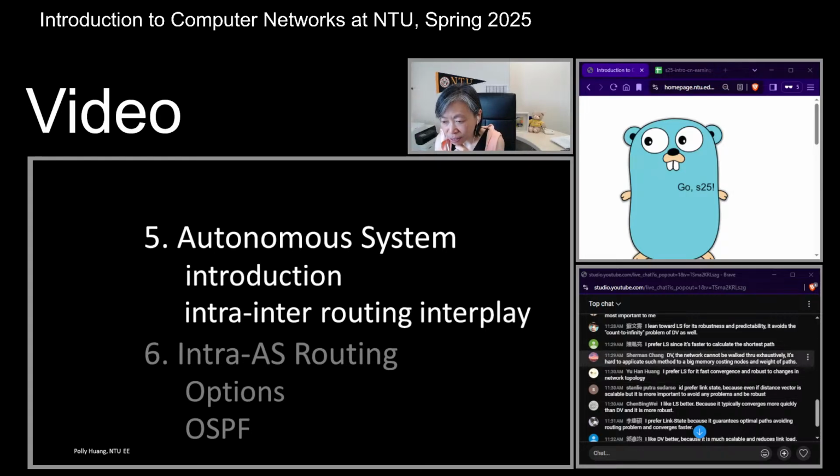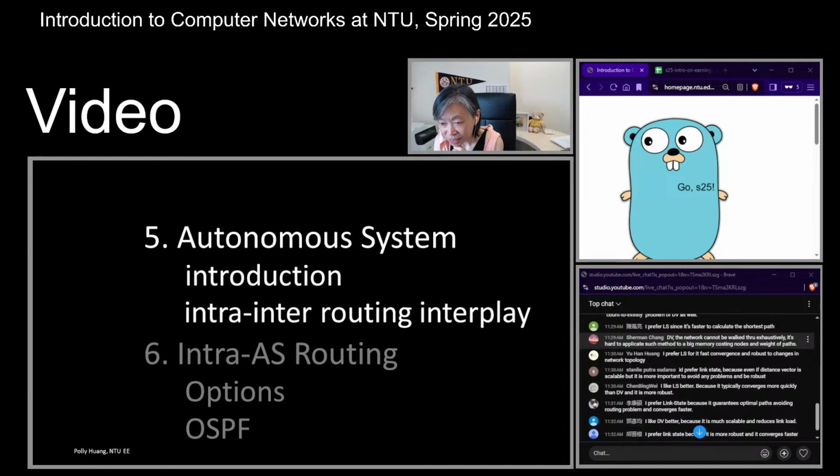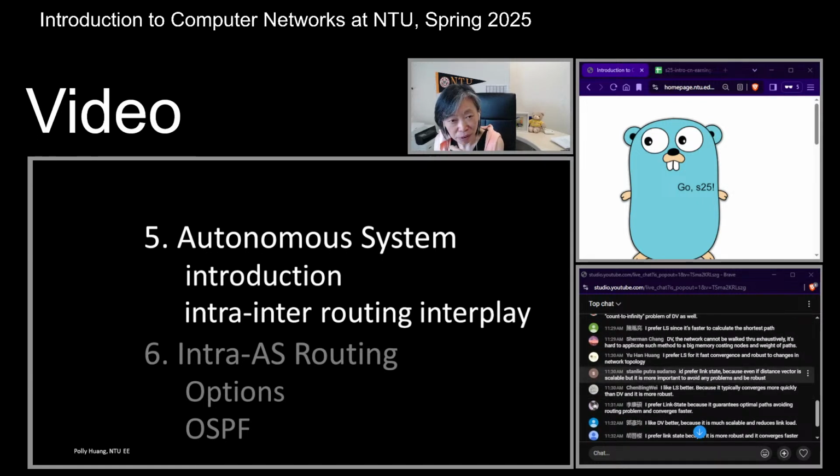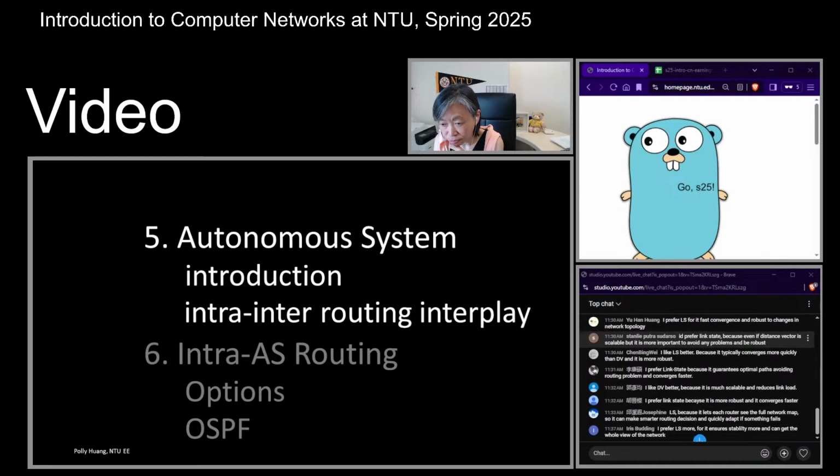Oh, good. Sherman says distance vector. The network cannot be walked through exhaustively. It's hard to apply such a method to a big network. Exactly. In some cases, there's just not enough resource for link state. So in that case, Sherman prefers distance vector. It's well justified. Yuhan here says, I prefer link state, fast to converge and robust to changes.